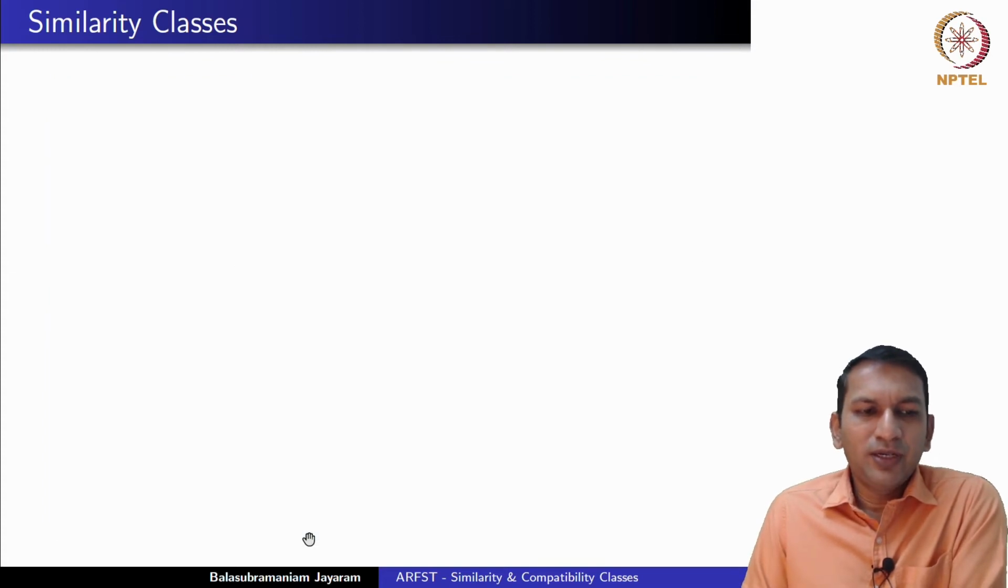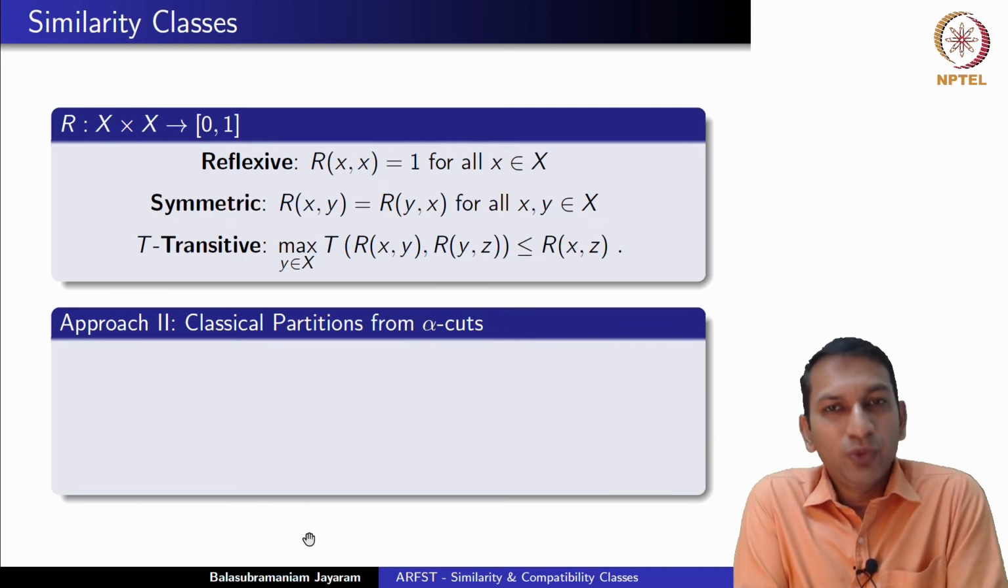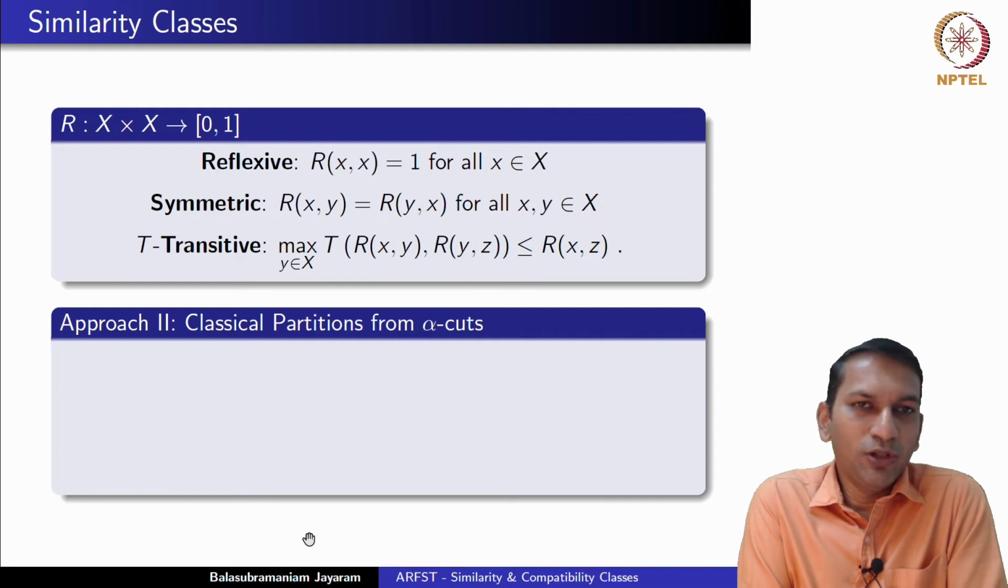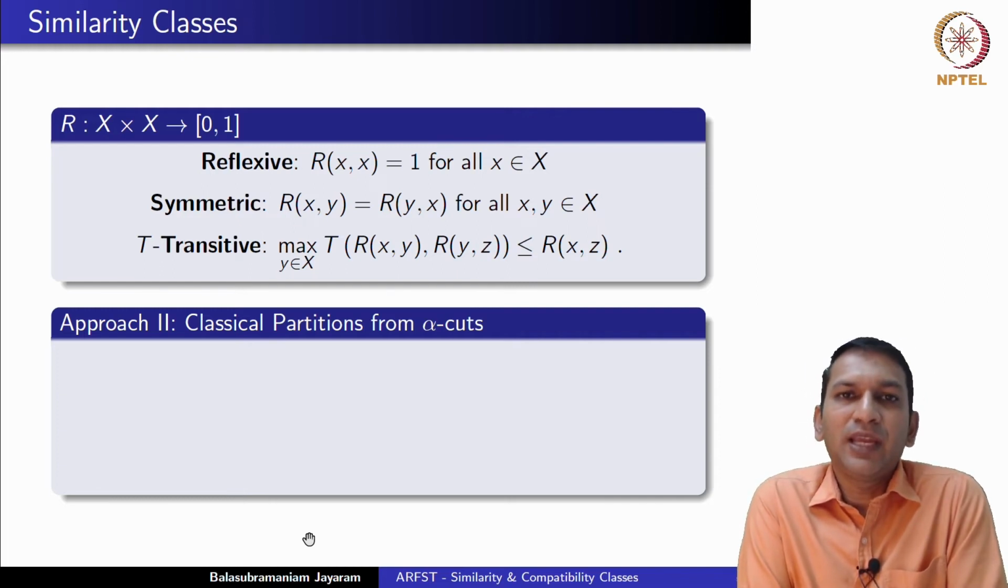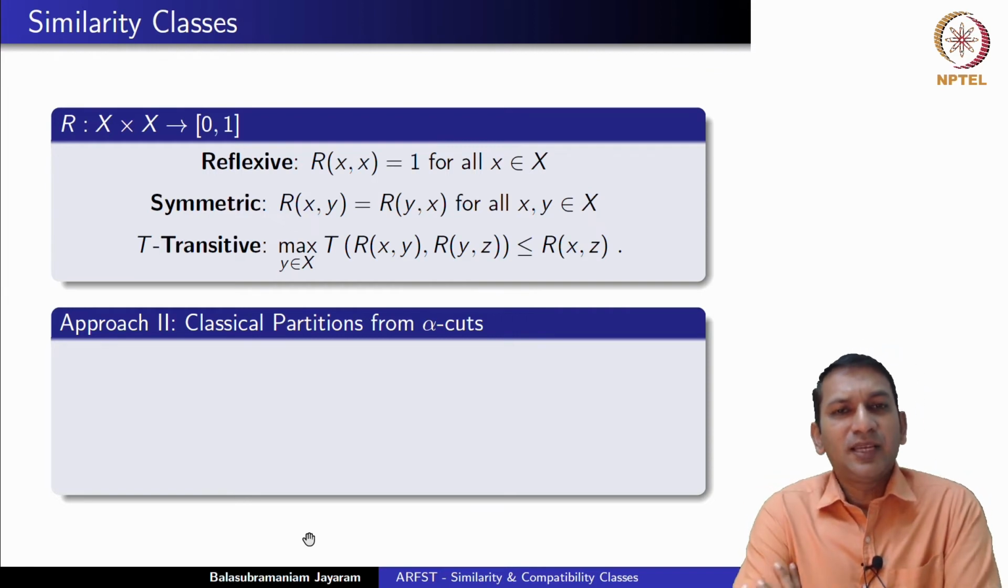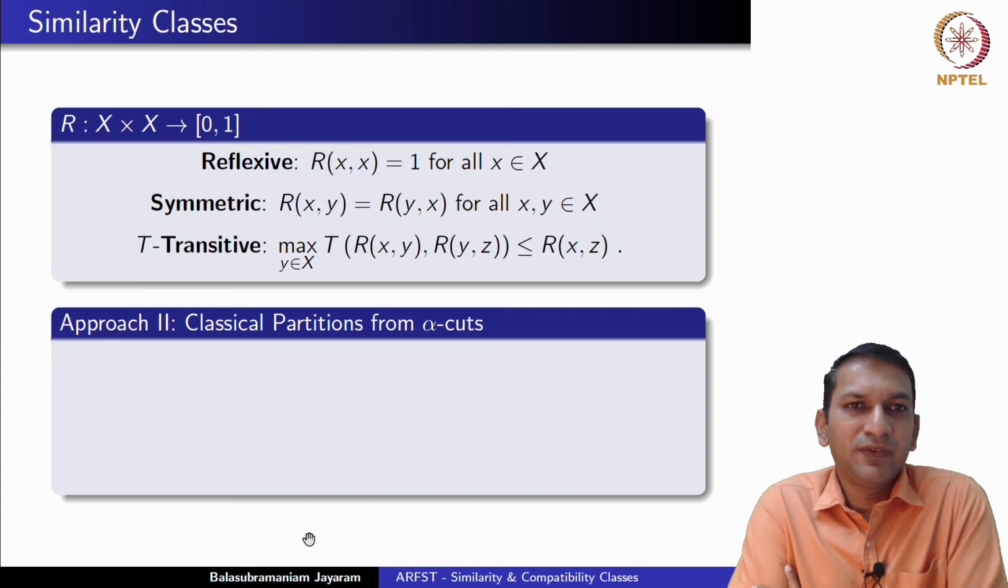What is the second way to look at similarity classes? We would like to see if in some sense it also can do what classical equivalence relations were able to do. That is, can we get classical partitions? Remember, we said that given this fuzzy relation, the alpha cuts will essentially give you a subset of the Cartesian product. So do they form partitions? Using that, can we actually come up with partitions of the underlying space X?